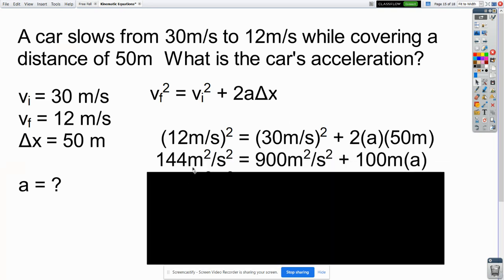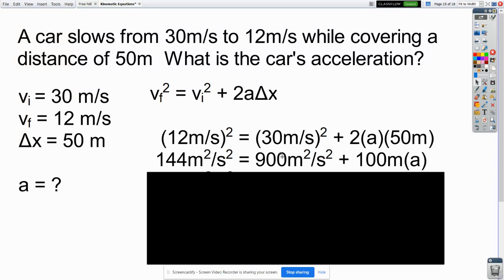That gives me this. 12 squared is 144. The unit also gets squared. 30 squared is 900. Again, the unit also gets squared. 2 times 50 is 100. No unit on the 2, so that just stays meters.